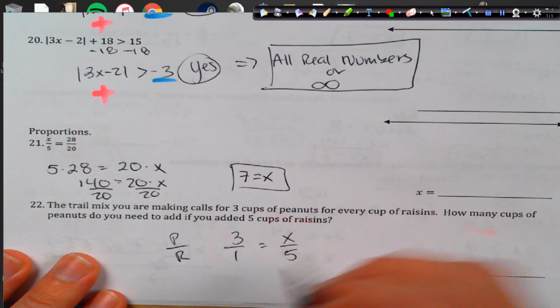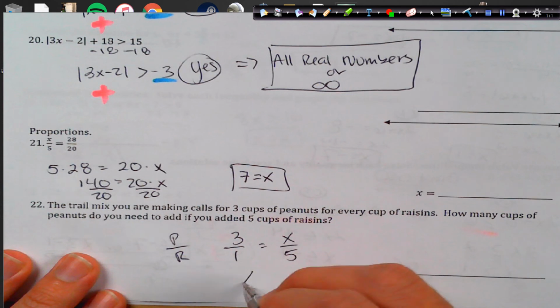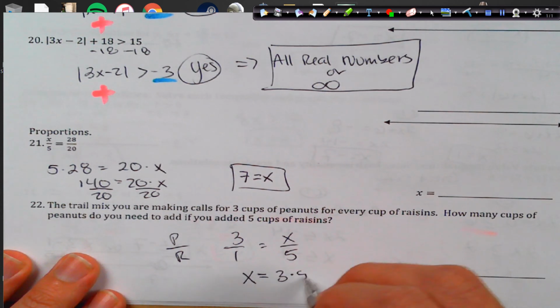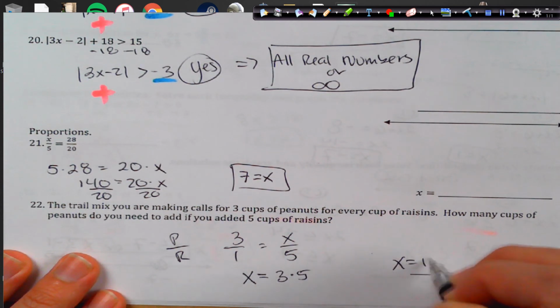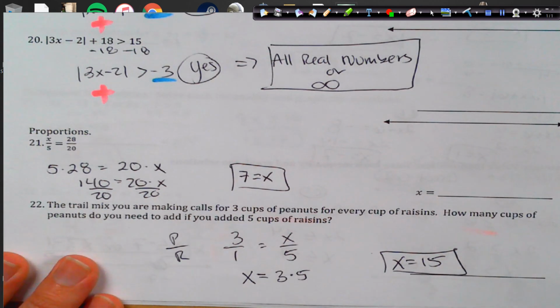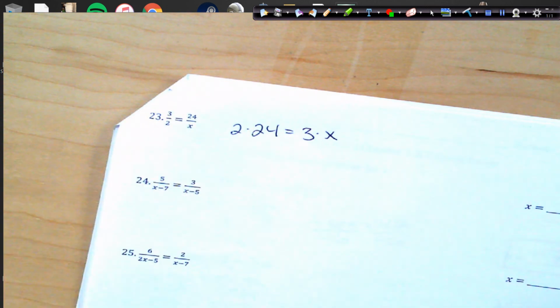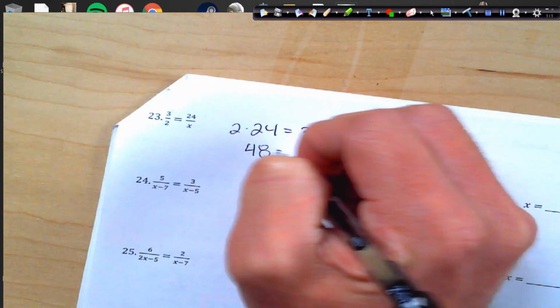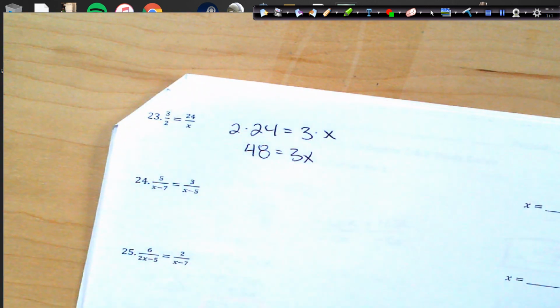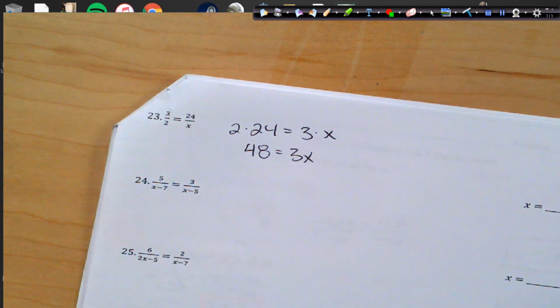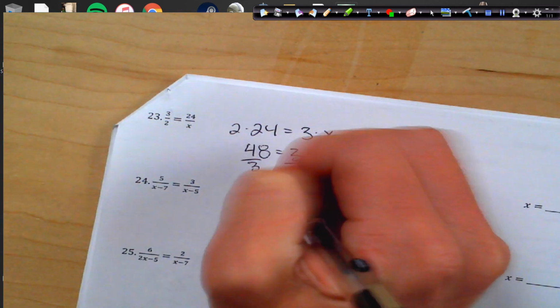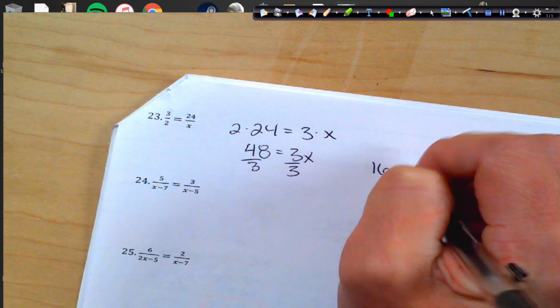Well, we can cross multiply. This is going to become 1x, or just x equals 3 times 5. So x equals 15 cups of peanuts. Done. That was nice and easy. All right, some more proportions. Cross multiply here. 2 times 24 equals 3 times x. That's going to be 48 equals 3x. And then we're going to divide by 3. And I use my calculator. I'm not gonna lie. And I got 16.